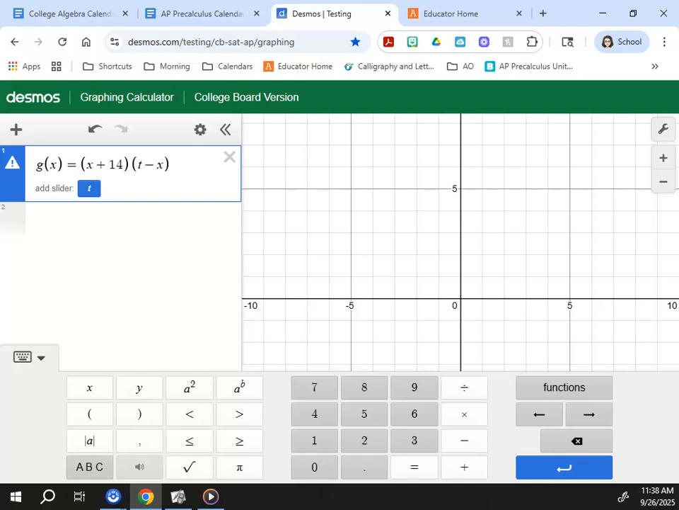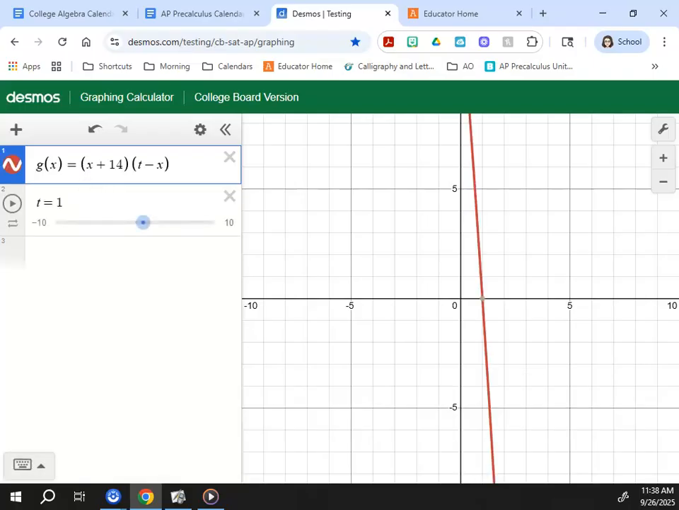Yes. So if you put in more than one variable, it'll ask you about a slider. So we can put the slider on there, right? T equals 1. All right. Now, what the rest of this says is t is a constant, all right? The graph of y equals g of x passes through the point 24, 0.